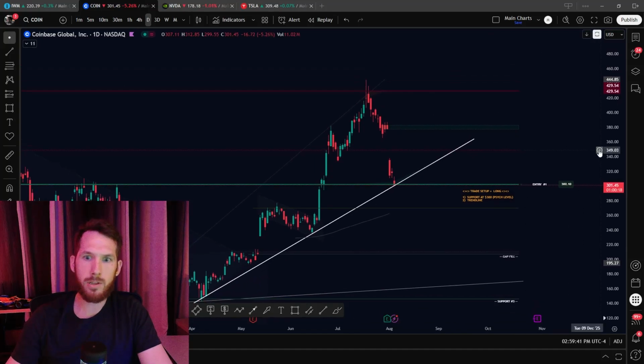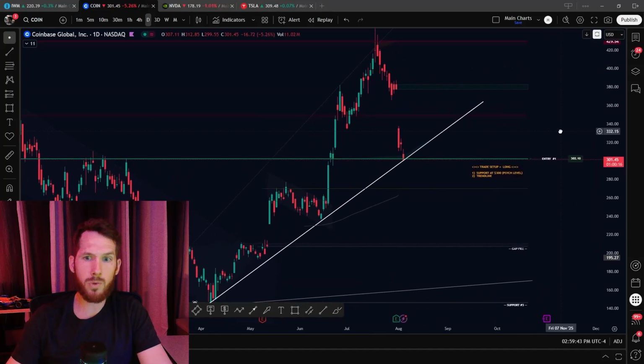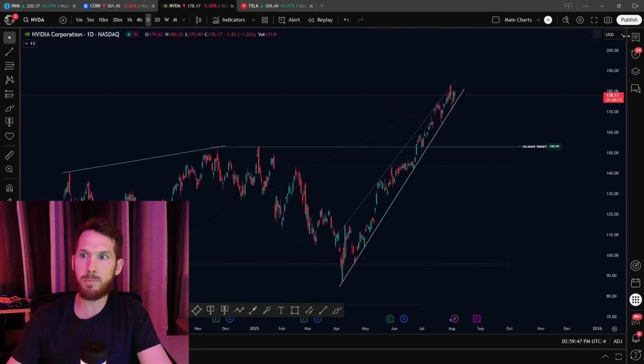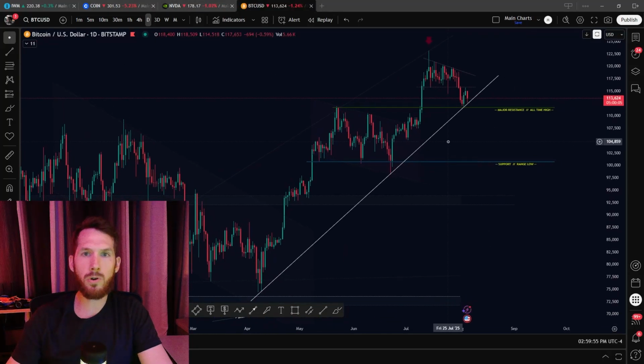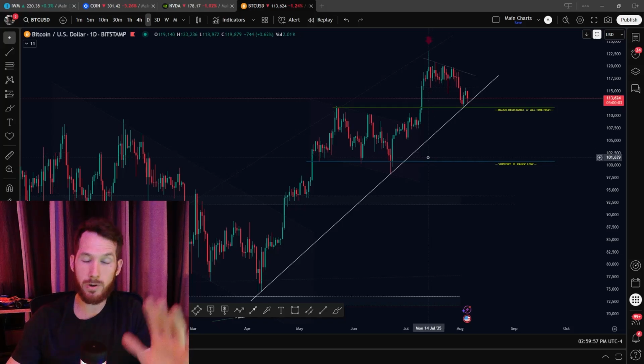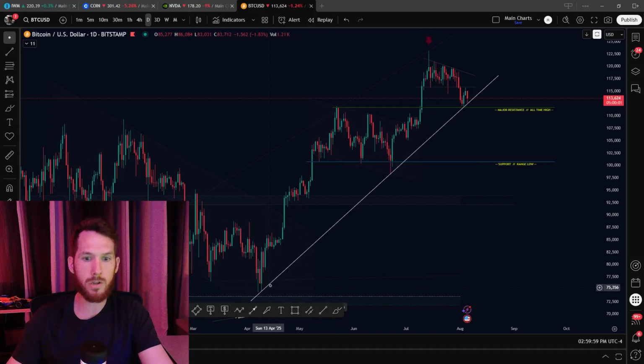All right, so let's take a look at the chart of Coinbase. So this is actually really interesting, and I'm going to show you why. So first, actually, let's take a look at Bitcoin really quick. These two charts are very similar, not NVDA, but Coinbase and Bitcoin, because we have this support trend line and we have this support level here.